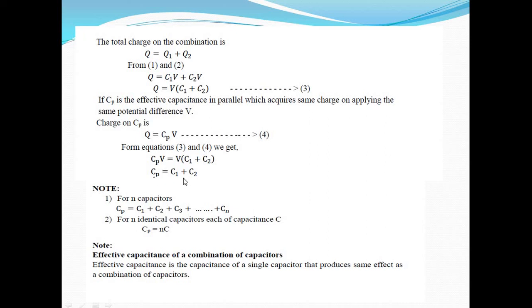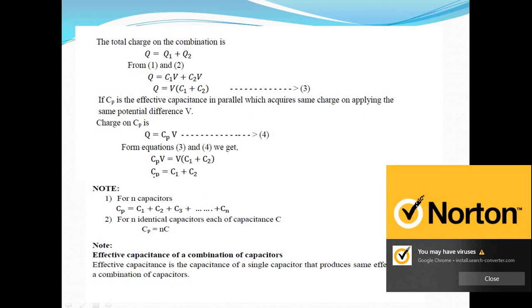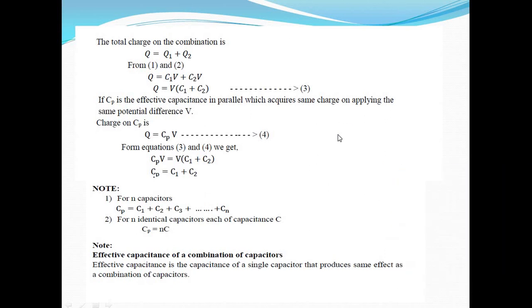If more capacitors are used, the equation continues. If there are 3 capacitors, it continues plus C3. If it is n capacitors, it is C1 plus C2 plus C3 up to Cn. So, see the next note, the second point in the note, n identical capacitors. Identical means all the capacitors have same values. If one capacitor is 2 microfarad, all are 2 microfarad. So, it is n into C, number of capacitors into value of each capacitance. That is how you can calculate the capacitance.